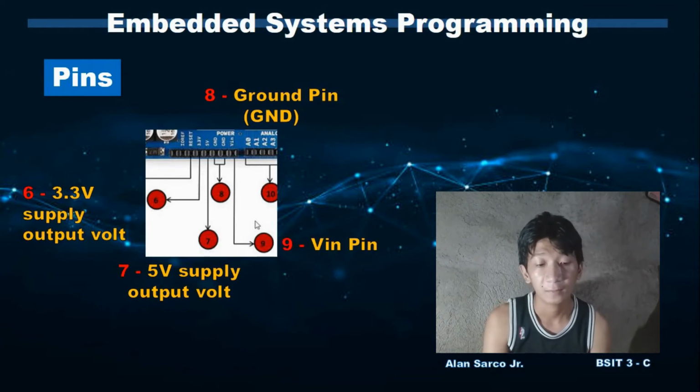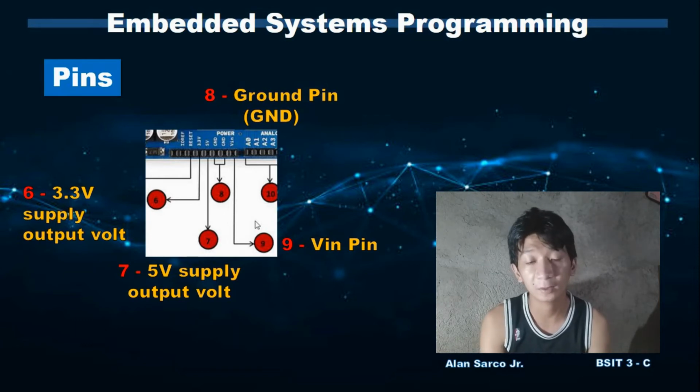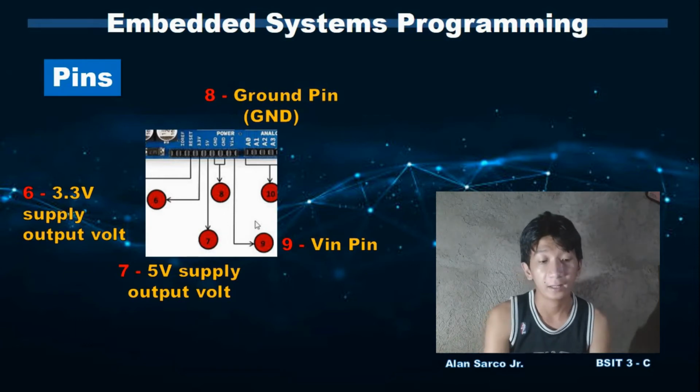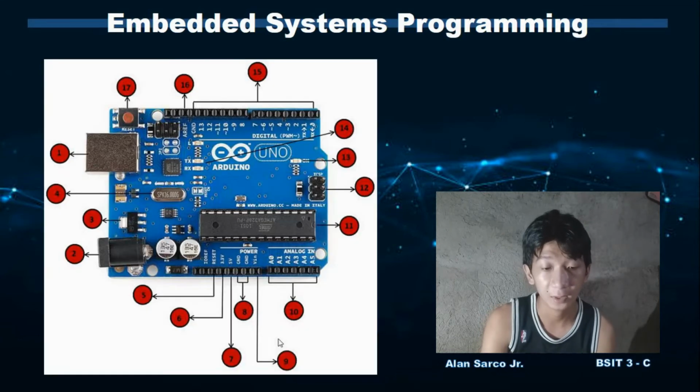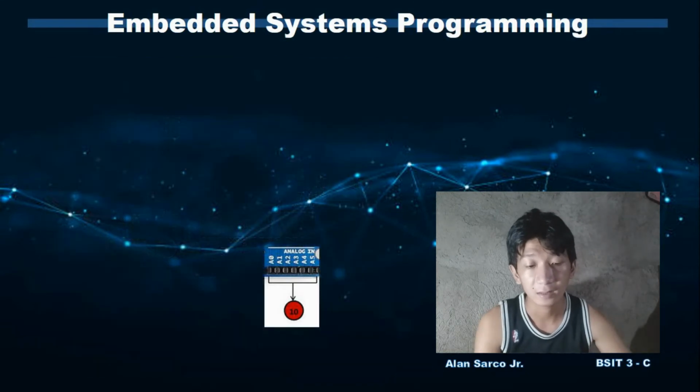Next is the VIN pin. It can also be used to power the Arduino board from an external power source like the AC mains power supply. So that is for the pins.